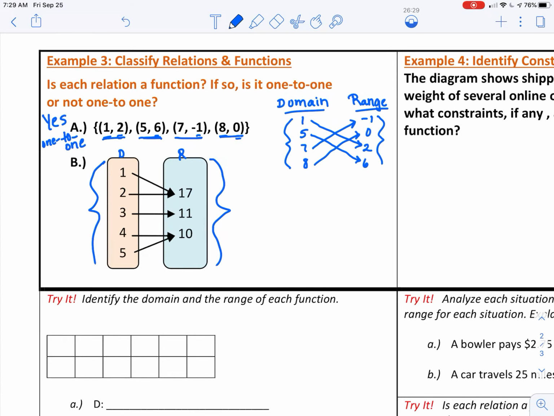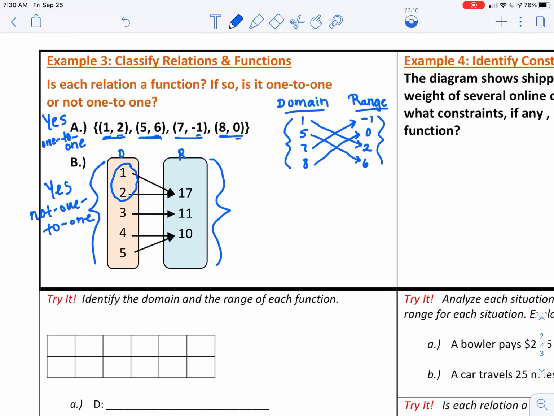So this is also a function, but it is not a one-to-one. Why not? Because you notice that 1 and 2 in the domain, those elements are both going to 17. So although it's a function because it does meet the definition of a function, it's just not a one-to-one function. This might be called a many-to-one because you have many elements of the domain, the 1 and the 2, going to the element 17 that's in the range. So yes, it's a function, but it is not a one-to-one function.